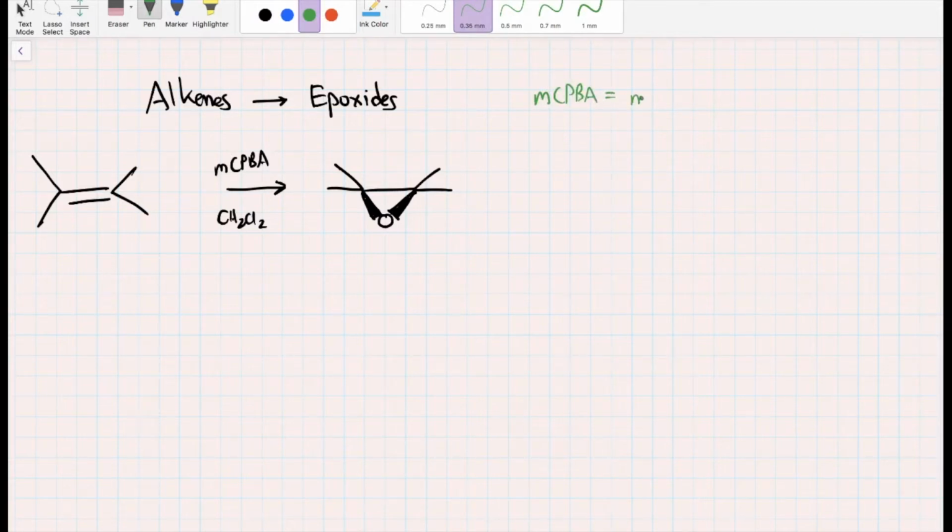mCPBA. It's an acronym for metachloroperbenzoic acid. And this molecule looks just like this. You have a benzene ring, hence the benzoic part. You have a chlorine in this position, in the meta position, compared to the functional group over here.